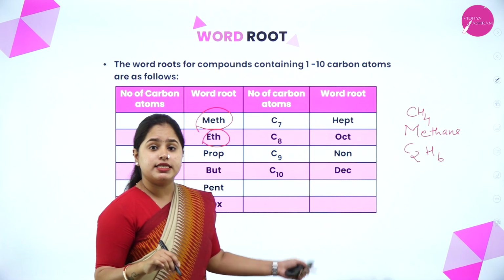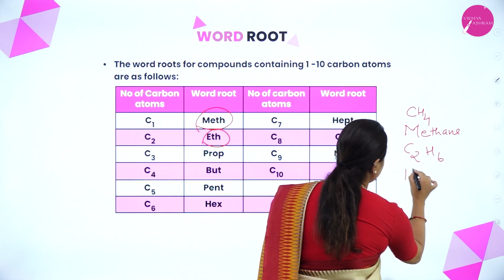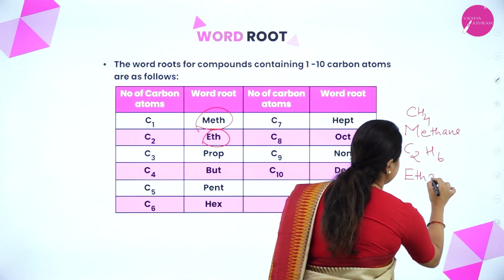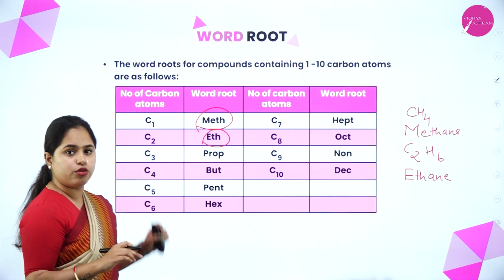C2H6. Two carbon atoms means the word root is eth. Again, it is an alkane, so it will be ethane. Based on the word root, you can write the names.